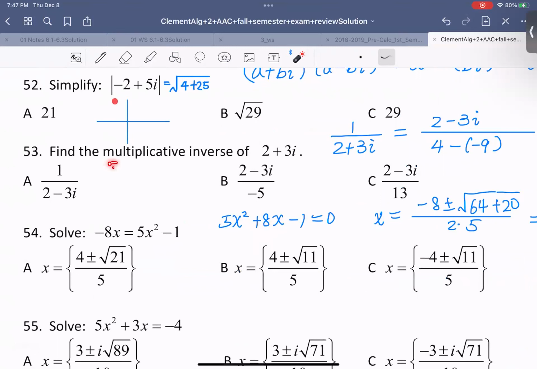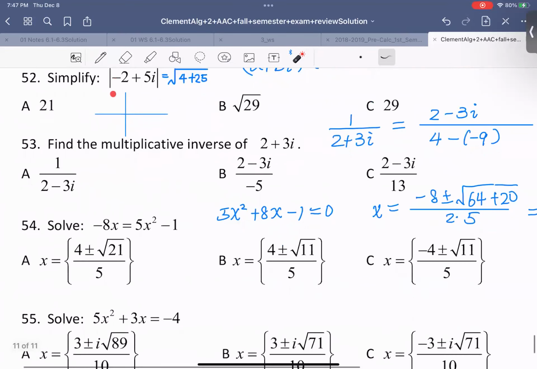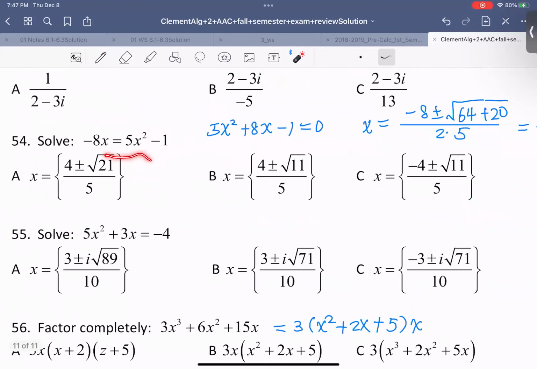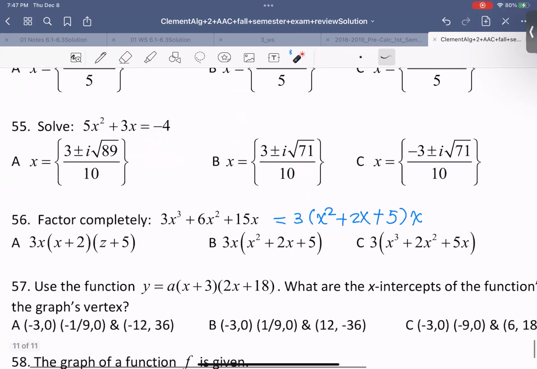Definition of multiplicative inverse means you use 1 divided by this. If two complex numbers' product is 1, they are called multiplicative inverses of each other. If their sum is 0, they are called additive inverses of each other. Okay, that's easy. Still easy.